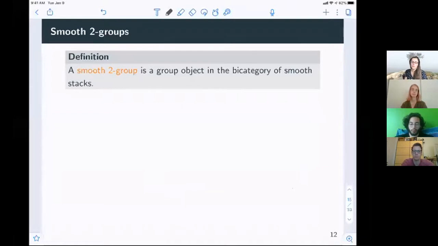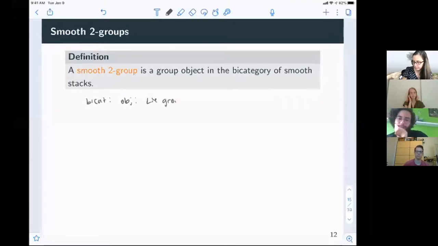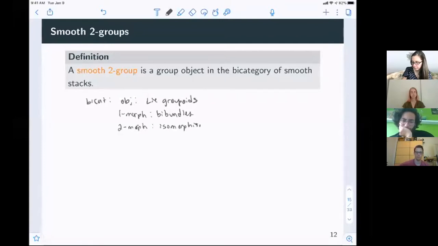So as I mentioned, technically most of our work is for smooth 2-groups. The examples that we've seen so far can be thought of as smooth, and a smooth 2-group is a group object in the bicategory of smooth stacks. So there's a few different equivalent descriptions of the bicategory of smooth stacks, but in particular, you can think about it as objects being Lie groupoids, 1-morphisms that are bibundles, and 2-morphisms, isomorphisms of bibundles.